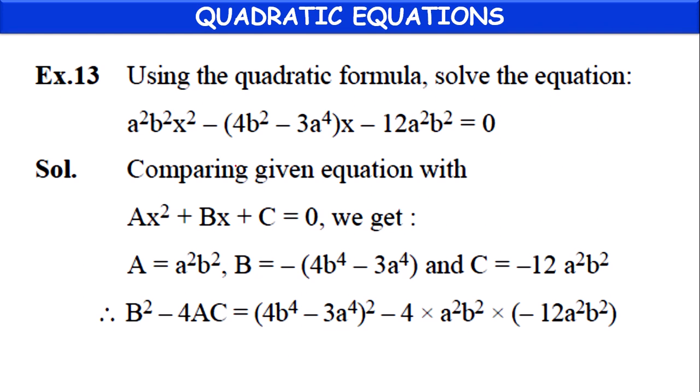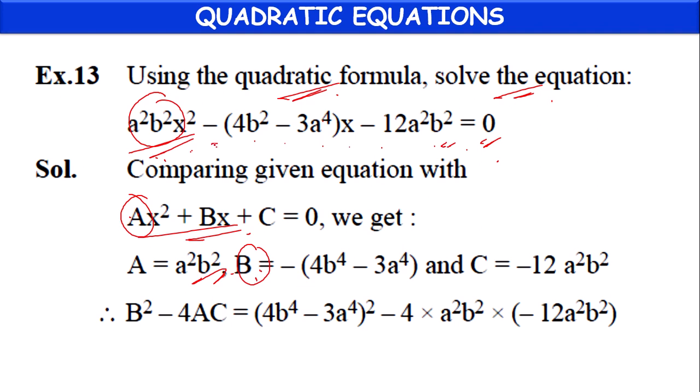Next, example 13. Using the quadratic formula, solve the equation. Here we have a square b square x square minus of 4b square minus 3a power 4 into x minus 12a square b square equal to 0. So if you compare with this standard form, in the place of a we have a square b square. In the place of b we have this entire term. In the place of c we have this entire term.